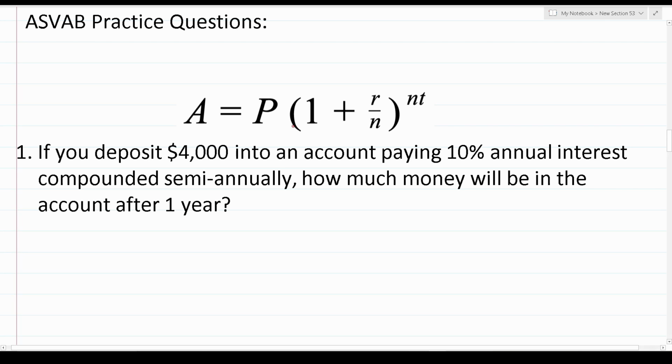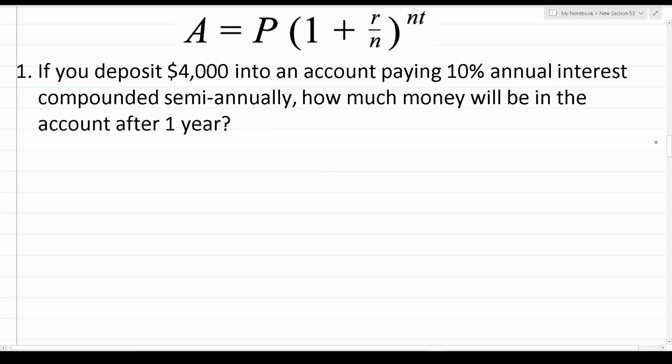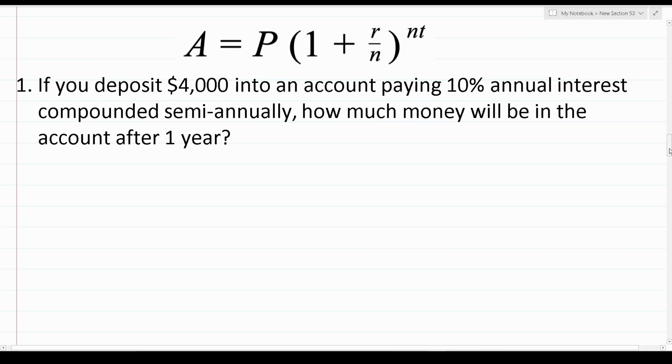All right, with that out of the way, let's go ahead and look at this first question here. It says, if you deposit $4,000 into account, paying 10% annual interest, compounded semi-annually, how much money will be in the account after 1 year? So as I suggested when I worked out the first example, the first thing you want to do is copy down the formula. And again, that's A equals P times 1 plus R over N raised to the NT power.